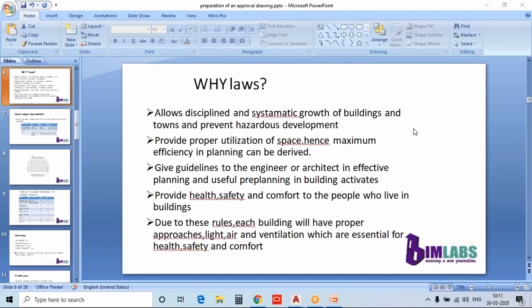Due to these rules, each building will have proper approaches, light, air, and ventilation, which are essential for health, safety, and comfort. Also, the damage caused by fire and structural and constructional defects shall be localized, and its impact on the neighborhood can be minimized.